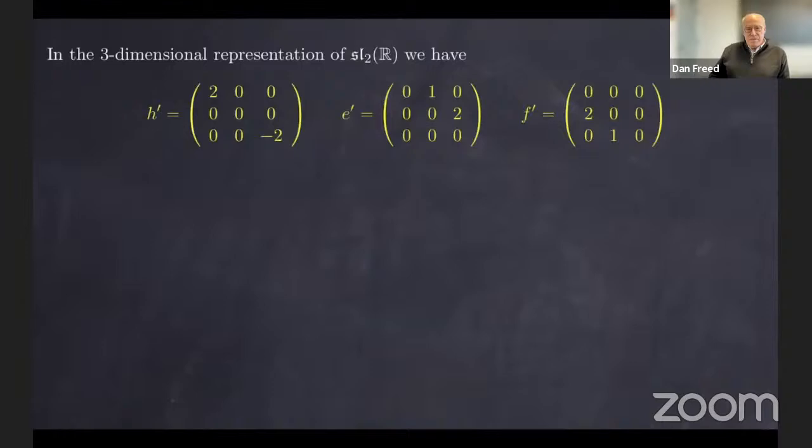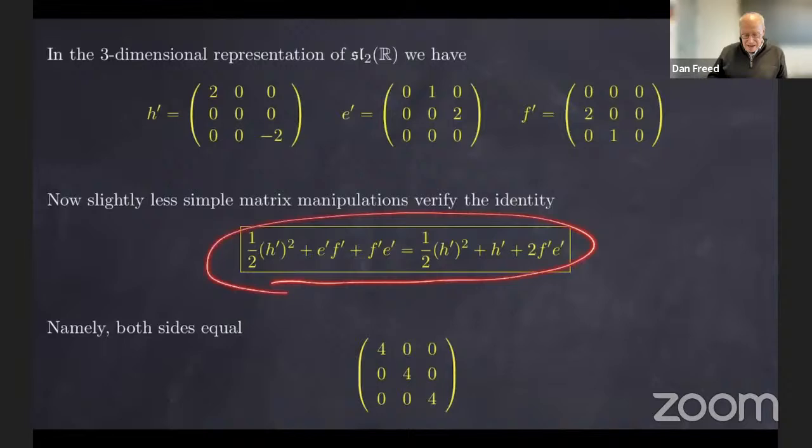Well, we could look at the three-dimensional representation of SL2R, and we now have these corresponding matrices representing these basis elements of the Lie algebra SL2R. And we can look again at the same identity. And now it's a computation in 3x3 matrices. So here you'll have to trust me on this one. And we still get a scalar matrix. Now the scalar is 4.